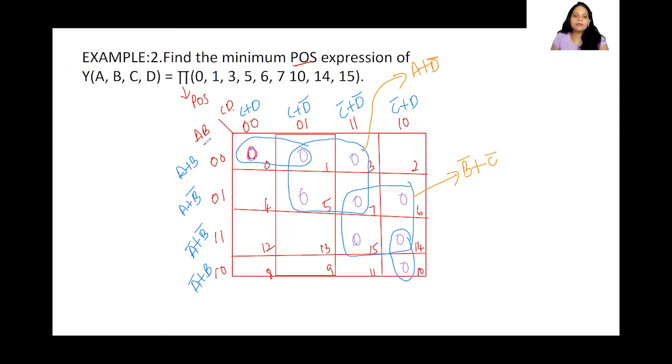Let's find out the pair value here. Here the row value is a plus b, which is going to be the same because there is no transition happening, and the column value is changing from c plus d to c plus d bar. So d is changing state, hence I'm only writing c here.